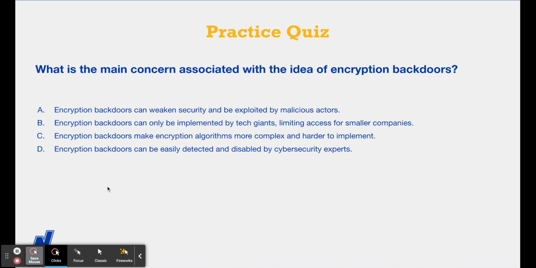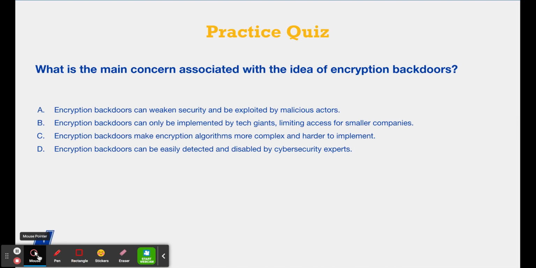Okay, and then I think we have one more quiz problem for this section. What is the main concern associated with the idea of encryption backdoors? As we talked about earlier, one of the main focuses here is that creating a backdoor can weaken security and expose systems to malicious actors. So the answer here is A.